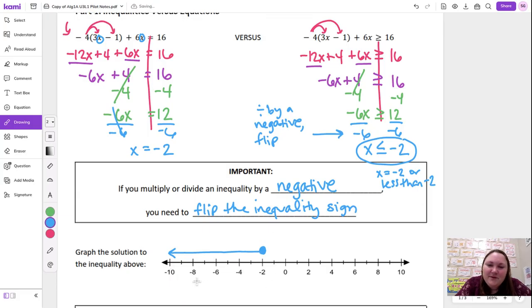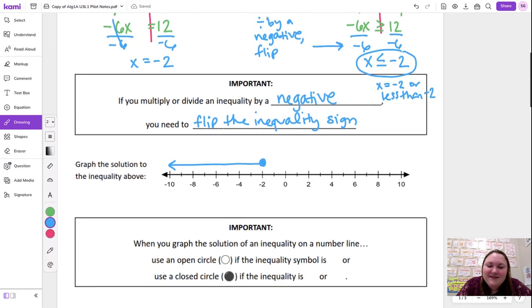So the other skill we're working on in this lesson is showing the solution on a graph. To summarize what we're doing here, we've got these rules. When you are graphing an inequality, you're going to use a closed circle like we did on this graph for less than or equal to or greater than or equal to.